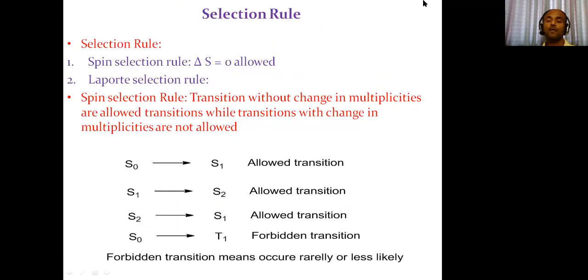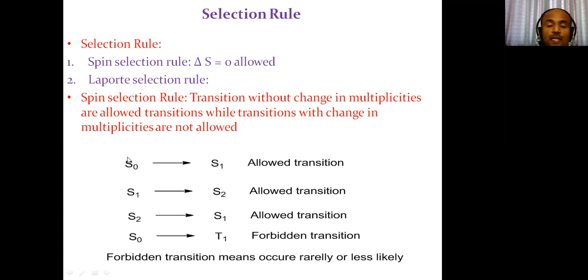Now for electronic excitations, we have selection rules. We have two rules, the spin selection rule and the Laporte selection rule. In this topic, we will deal with only the spin selection rule. The spin selection rule for electronic excitation is delta S equal to 0. Then it is allowed. That is, transitions without change in multiplicity are allowed, while transitions with change in multiplicity are not allowed, are forbidden, or rarely observed.